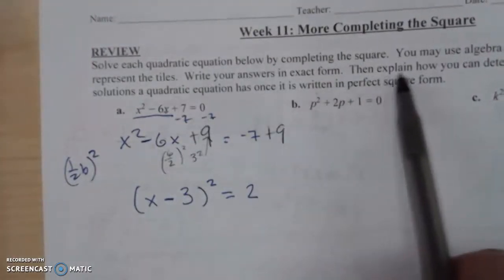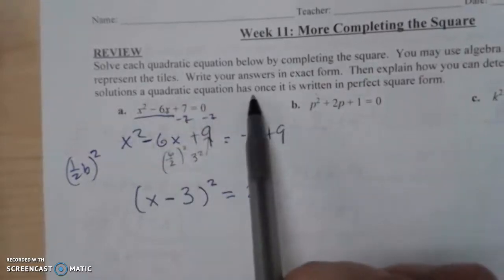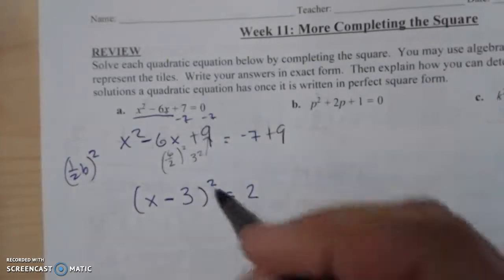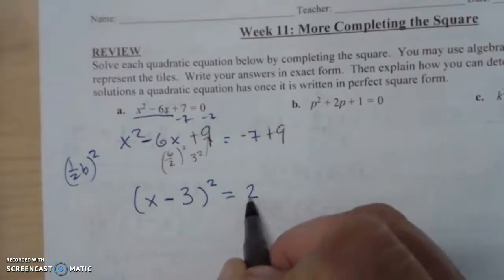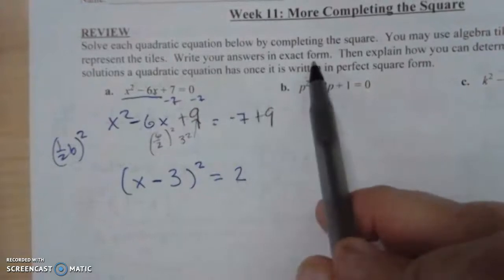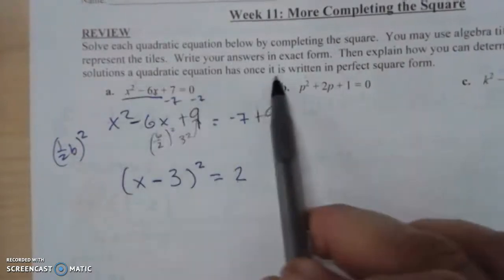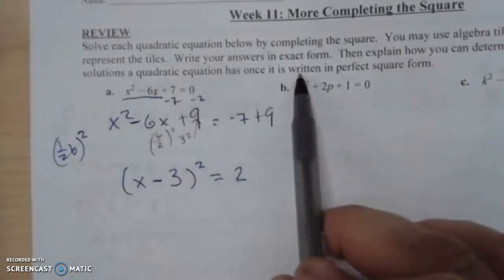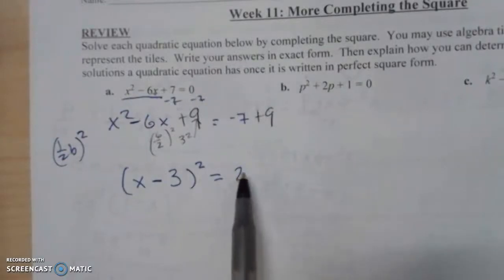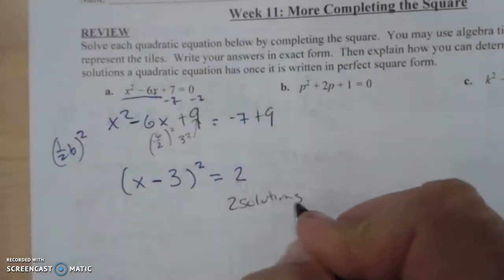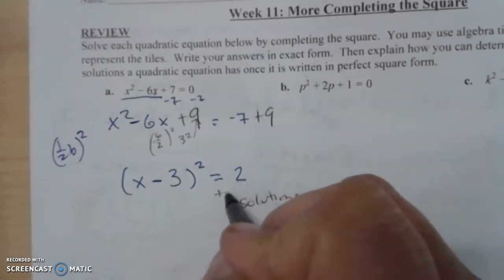Write your answers in exact form, then explain how you can determine how many solutions. We don't have to solve it to know that. How many solutions is this going to have? So write your answers in exact form and explain how you can determine how many solutions a quadratic equation has once it's written in perfect square form. Once it's written here, I know that this number is a 2 and it's a positive number. Remember, a positive number means it's going to have 2 solutions. Not because the answer is 2, but because it's a positive number.